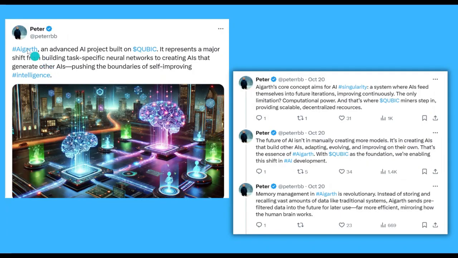So let's talk about Aigarth. This is a group post that was made by Peter, a developer who's working on Qubic and on Aigarth. He said here, Aigarth, an advanced AI project built in Qubic. It represents a major shift from building task-specific neural networks to creating AIs that generate other AIs, pushing the boundaries of self-improving intelligence. Aigarth's core concept aims for AI singularity, a system where AIs feed themselves into future iterations, improving continuously. The only limitation is computational power, and that's where Qubic's miners step in, providing scalable, decentralized resources.